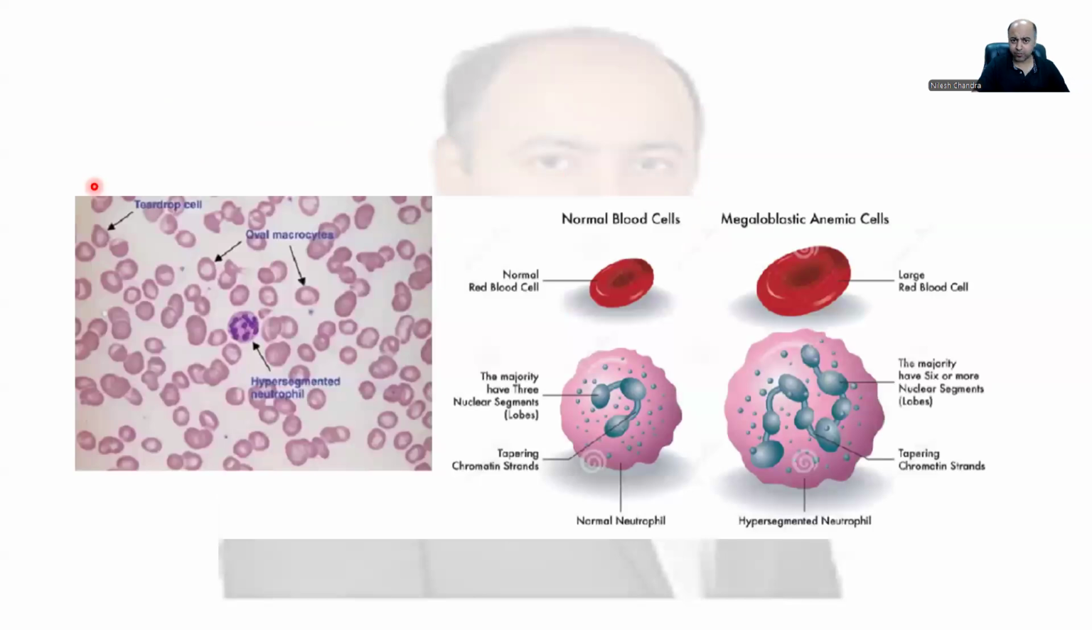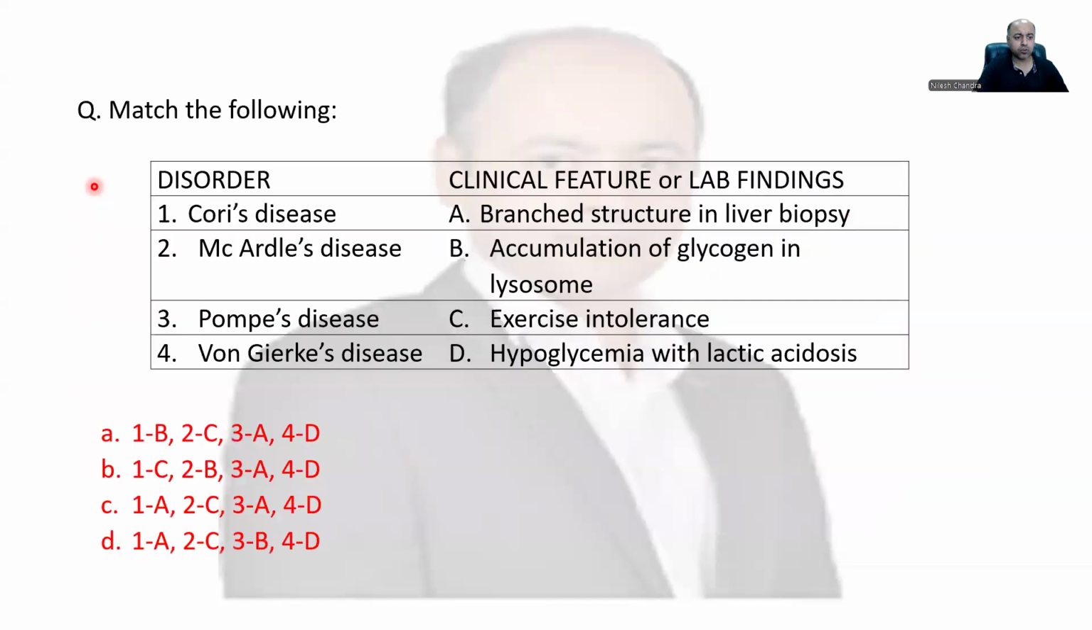Okay, this is a feature of megaloblastic anemia. We'll talk about megaloblastic anemia in detail when you're looking at the B9 and B12 deficiency and how to differentiate between the two.